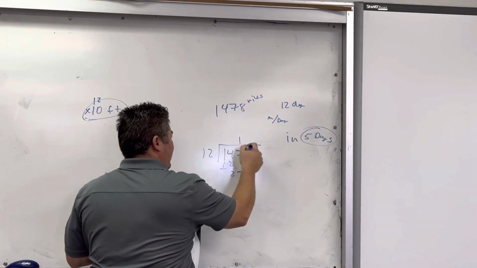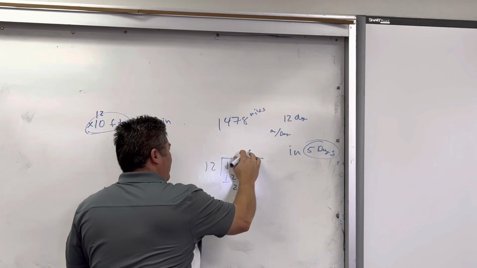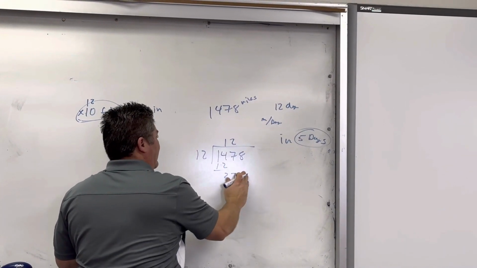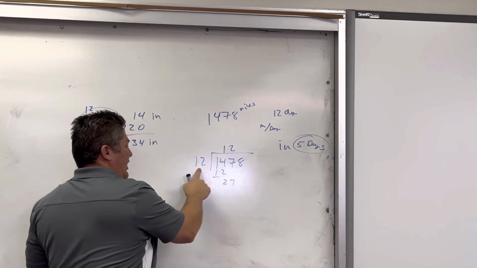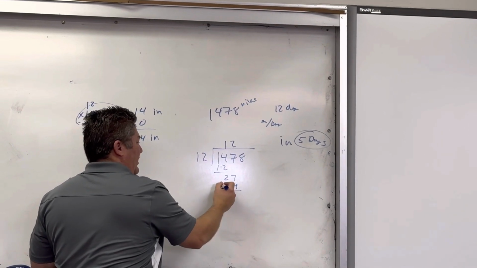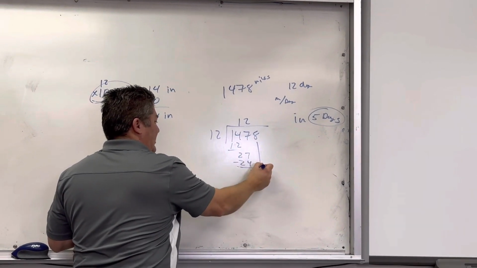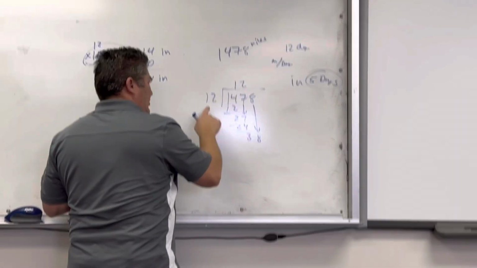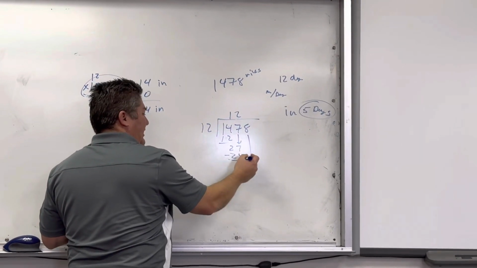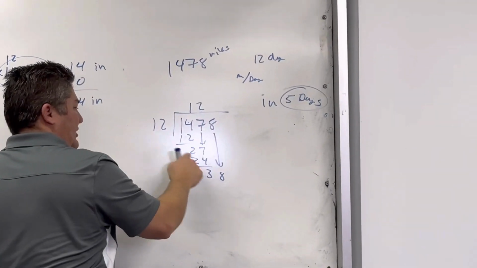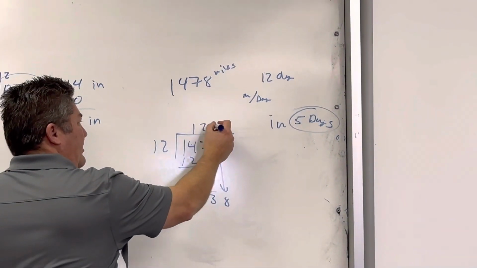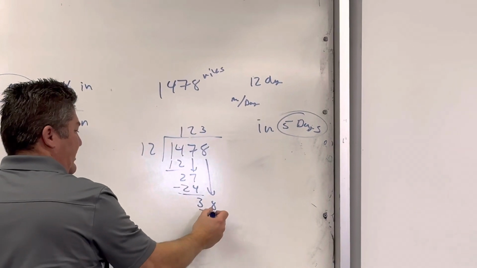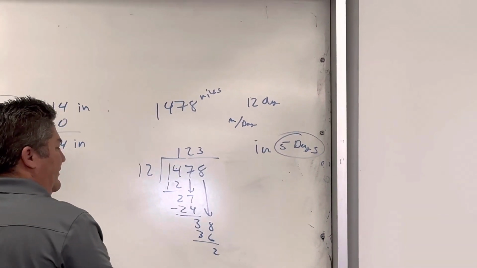Sorry, the 1 should have been above this. That's right. And then twice here. Okay, so 2 times 12 is 24, that gives me a 3, drop down the 8, and we have 12 into 38. How many times will 12 go into 38? 3. 3 times 12 is 36. It leaves 2 left over.